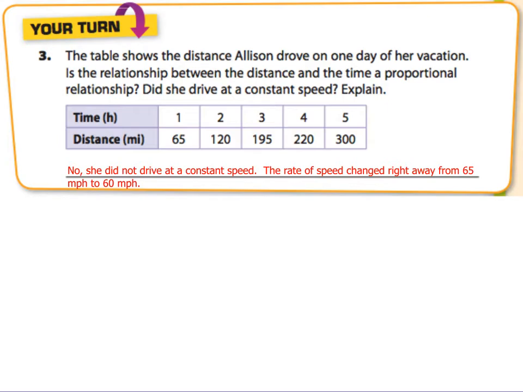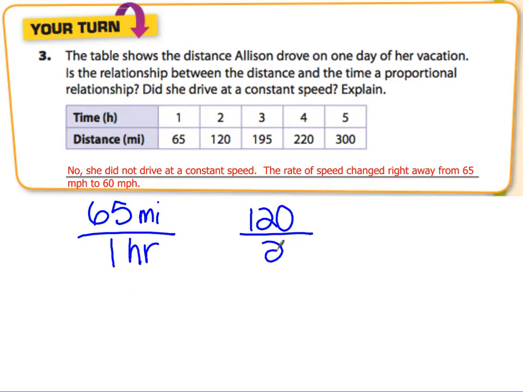All right, so you should have found that no, she did not drive at a constant speed. The rate of speed changed right away from 65 miles an hour to 60 miles an hour. So you'll see your first rate was 65 miles per 1 hour, but then your next rate was 120 per 2 hours, and when you reduce that, you got a unit rate of 60 miles per 1 hour. So right off the bat, you found that your unit rates were not equivalent. Therefore, there's no constant of proportionality, and your rates are not proportional.